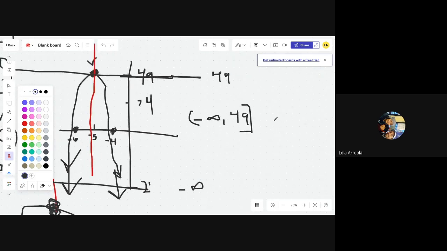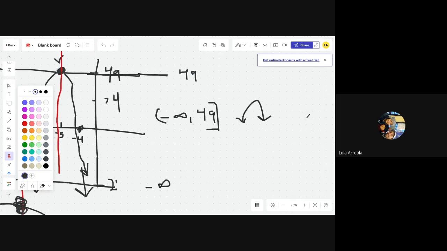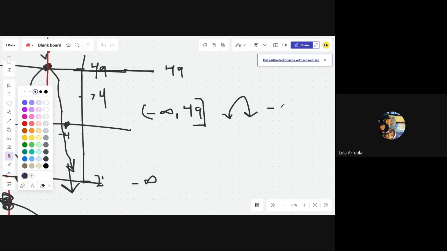So when I have a parabola like this, my range is always going to be negative infinity to whatever my k value is. So this might be good to write on my cheat sheet as well. Okay, so notice what's k? 49.